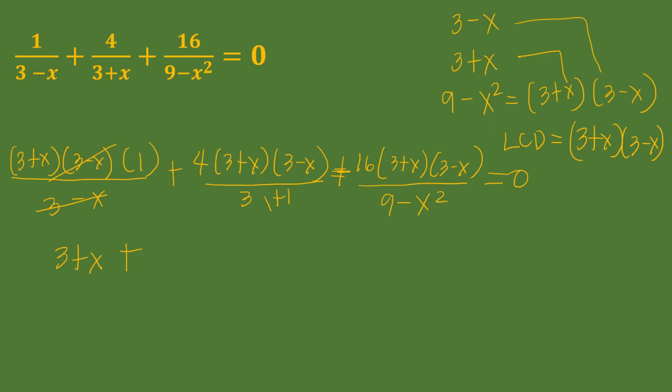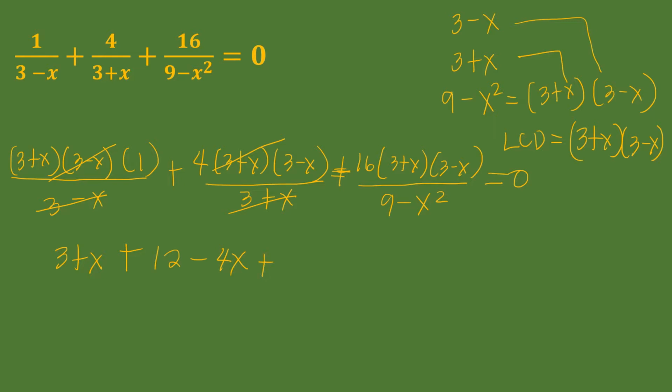So this is 3 plus x. Okay, let me erase that. So this is 3 plus x. Okay, so we cancel 3 plus x, 3 plus x. What we have here is 4 times your 3 minus x. So that will be 12 minus 4x plus.